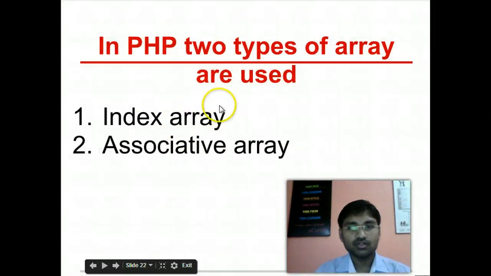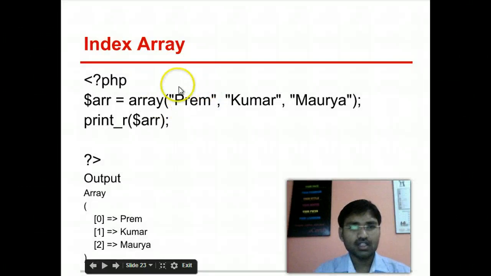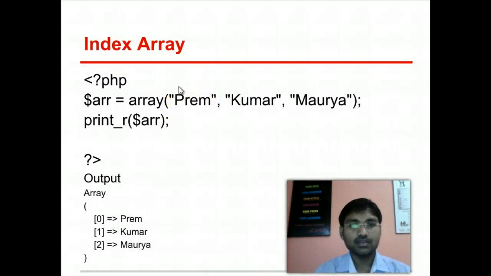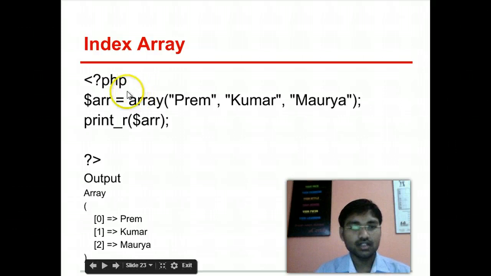In PHP, two types of array are used. First type is index array and second type is associative array. Index array is just an array which is created on the index. Here I am going to create an array with three elements, Prem, Kumar and Maurya, and when I print it, it will give the output: 0 index will store Prem, 1 index will store Kumar and 2 index will store Maurya.